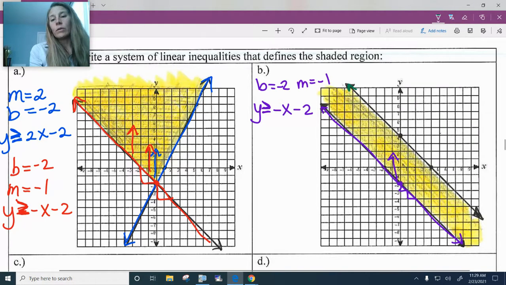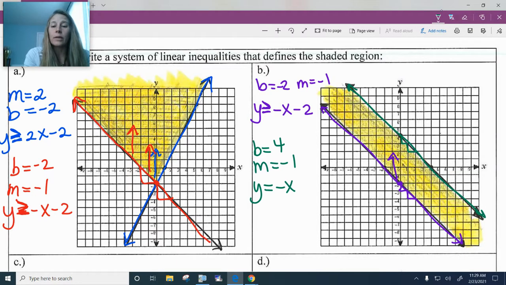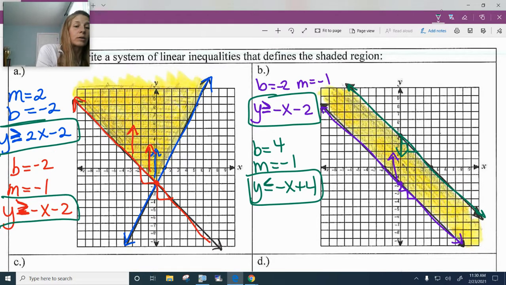So now we do this line here. Okay, finding the y-intercept, which is 4. The slope here is also -1. You might have known that just because they're parallel lines, or you could simply check your rise over run. y equals -x plus 4. This time, though, the shading is downward, so you would have to do y is less than or equal to -x plus 4. And those are your two inequalities. So this would be the system of inequalities you had for this one. And over here, those would be your two inequalities.